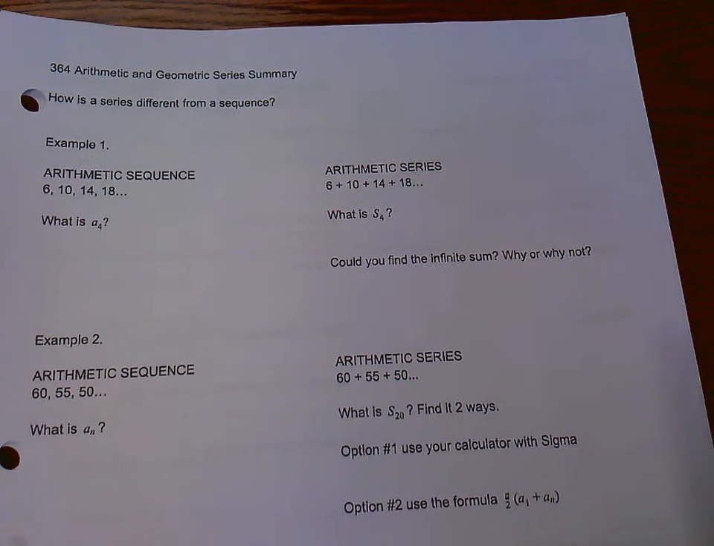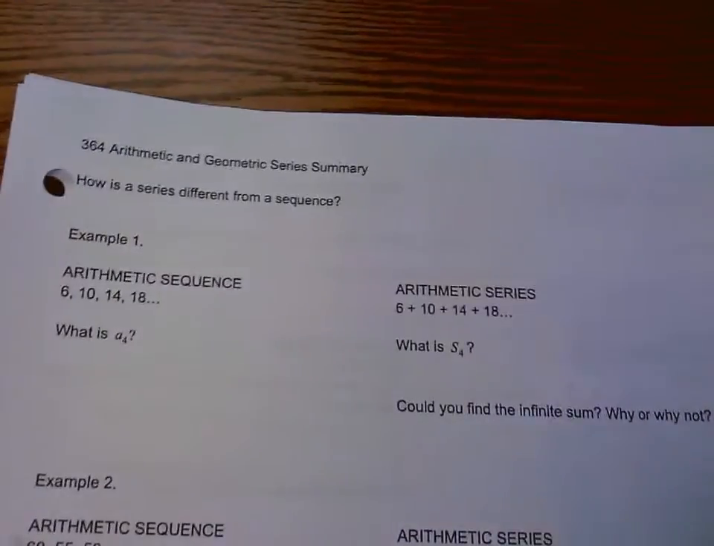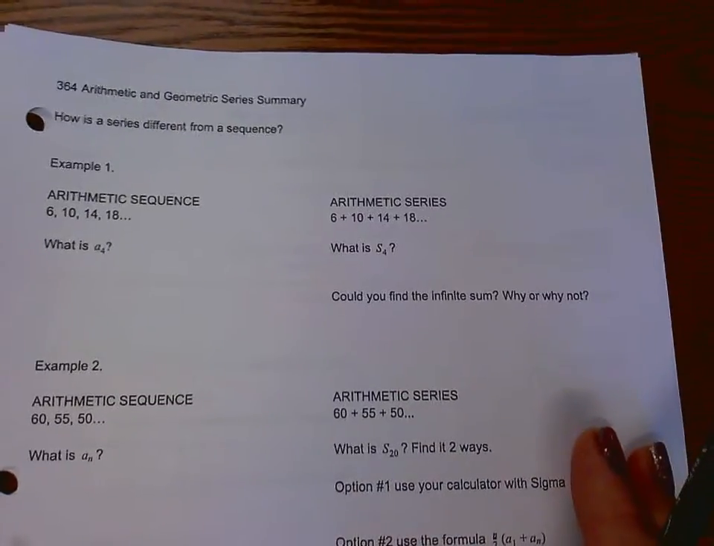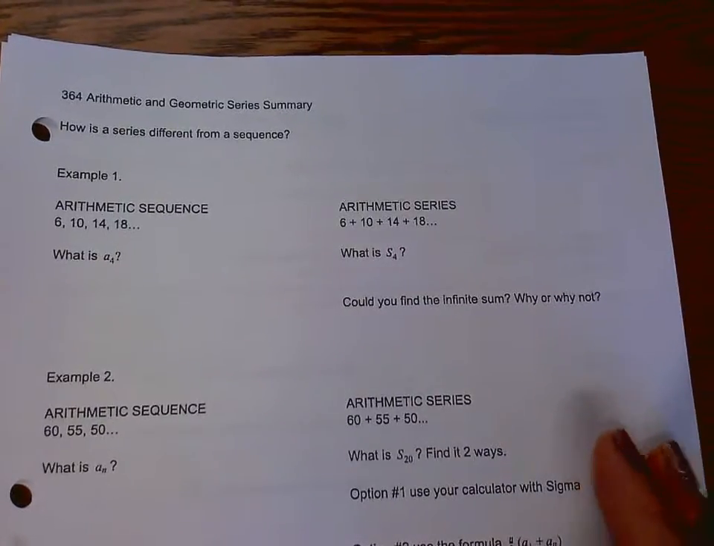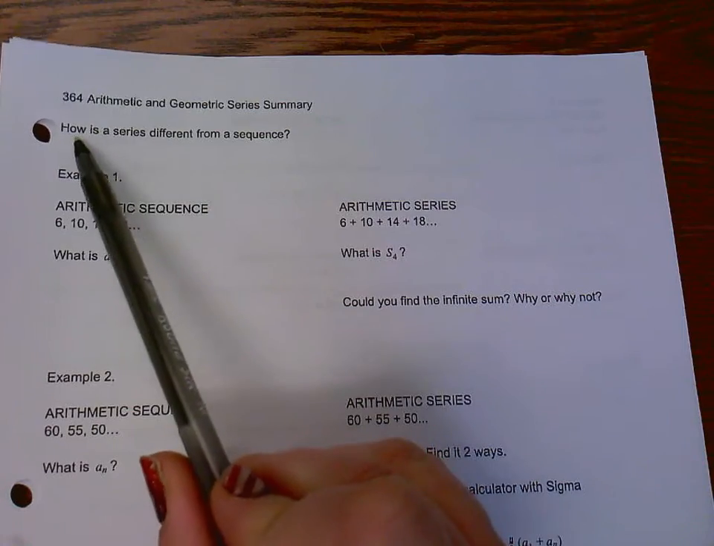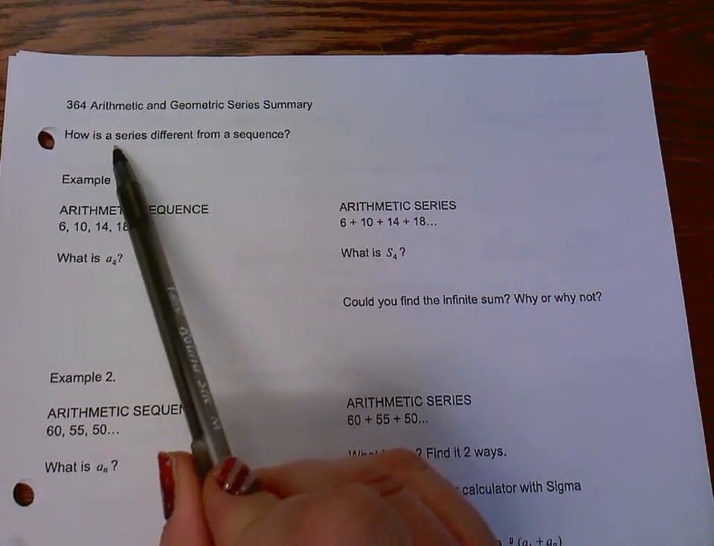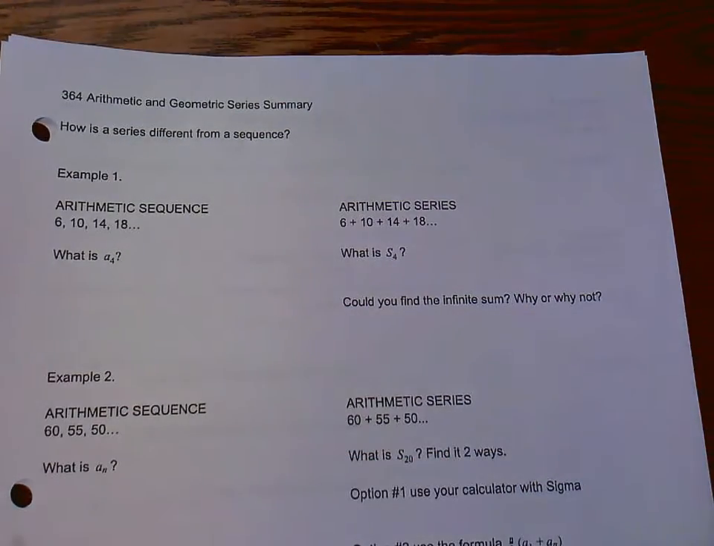All right, so last class we talked about sequences, and this class we're just going to do an overview again of series so that if you missed doing some of those virtual assignments, you could go back and do them. But we talked about this yesterday. Big idea. How is a series different from a sequence? This is 364 in your new packet. Who can tell me how a series is different from a sequence? What's different?